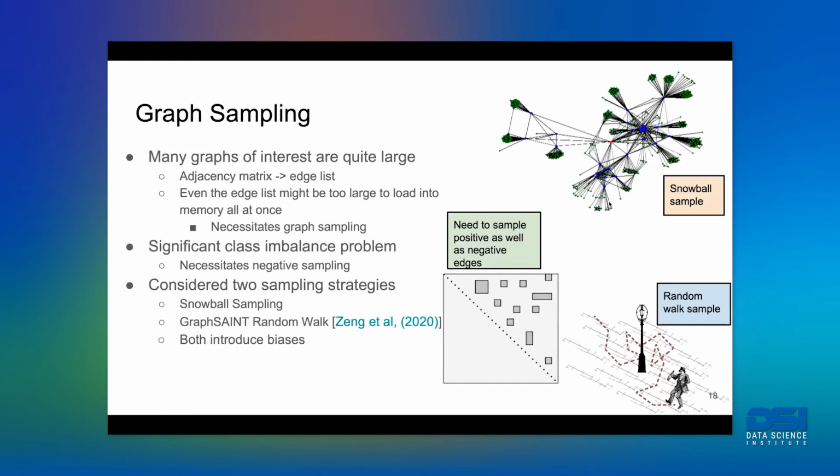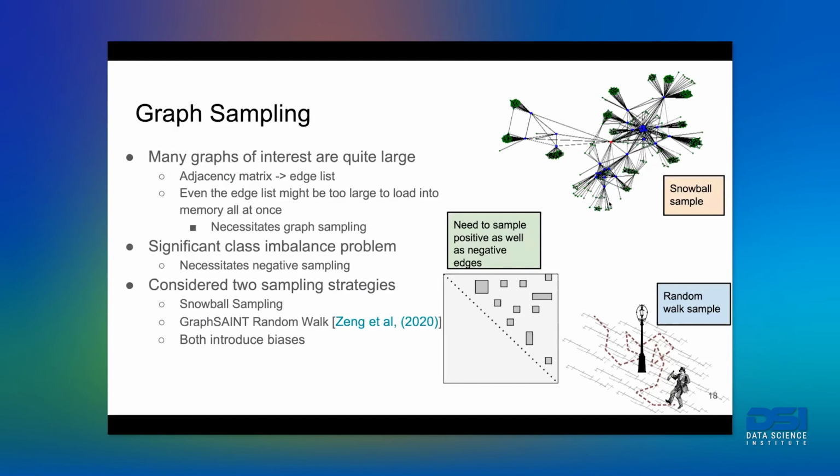One way of doing it is a snowball sample. That's this figure I'm showing on the top right corner, where you pick a few seed nodes at random, and then you go outwards to pick up their neighbors, and then maybe the neighbors of the neighbors. And this is called the snowball because it's sort of growing outwards in a breadth-first search type of manner. But that's a very heavily biased sample.